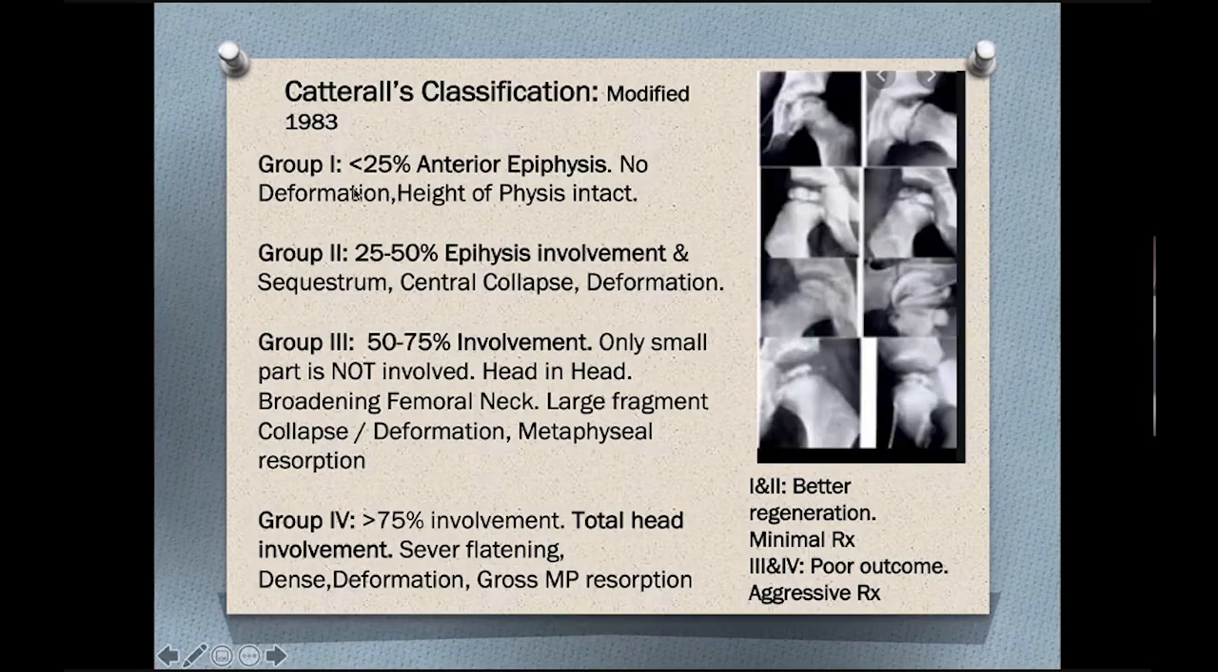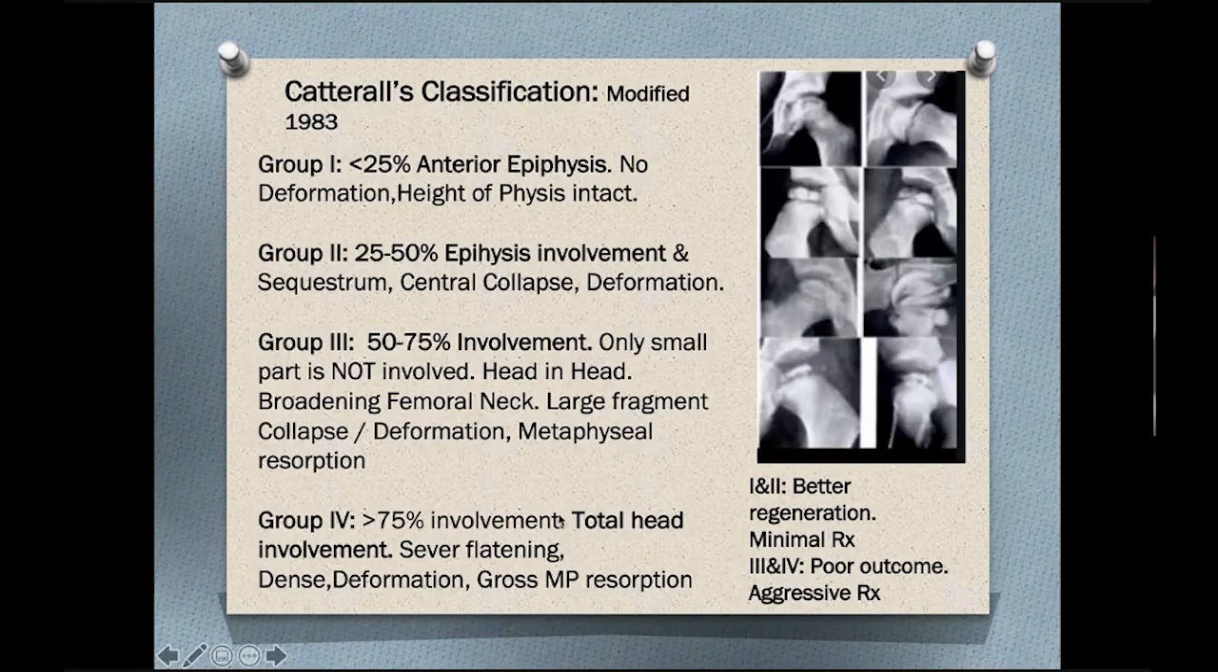Here it says 25% involved, early stage, the height is intact, but there is a sequestrum formation in the epiphysis. This is the sequestrum formation, epiphyseal cyst formation. Here you can also find the Legg sign, which we will discuss. Then for more than 50% to 75% area, only a smaller portion is left. The whole head is necrotic, and you will find a head in the head: one head is this, and the other head is the sequestrum here. So the sequestrum appears as a head in the head, and it also depends on the collapse of the femoral head. And there is a deformation as well.